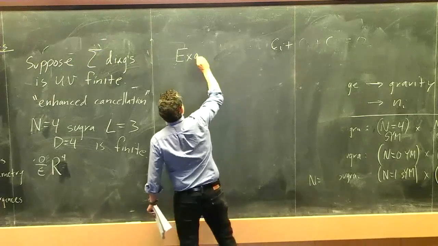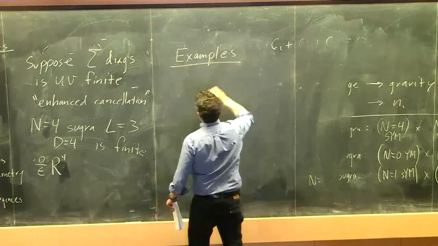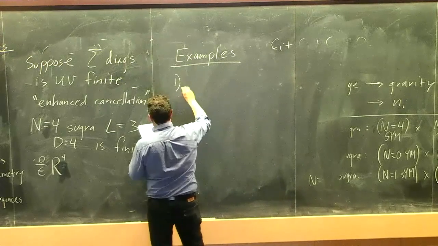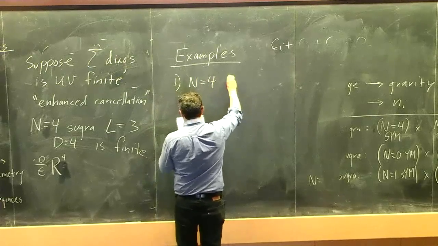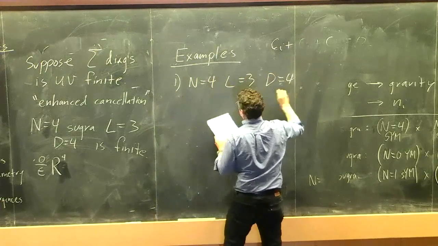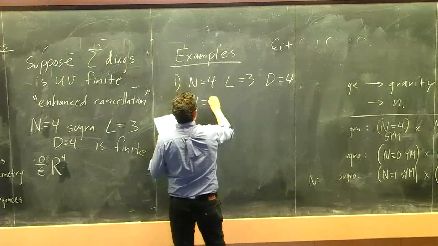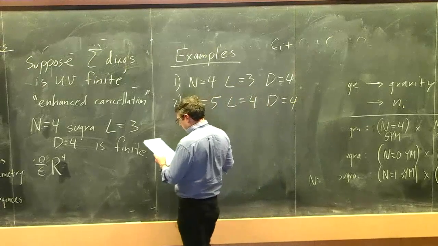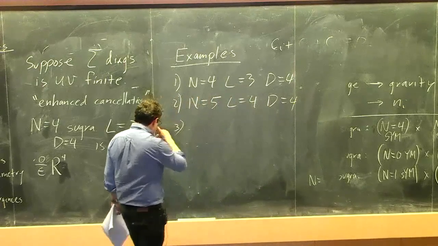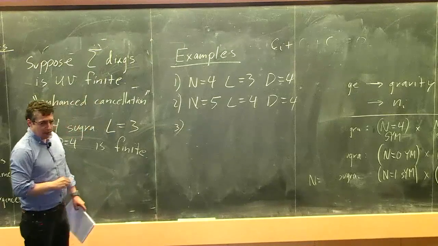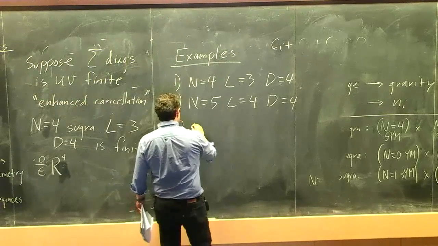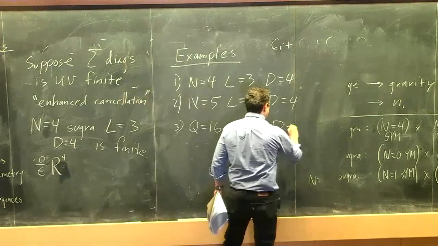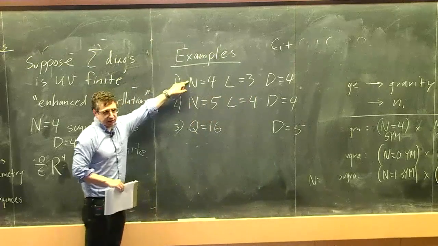Yes, examples. So in fact, we now have quite a few examples of this phenomenon. So you might say, okay, maybe this is some kind of an accident, but in fact, we have good examples. One of them I already mentioned, N equals 4, L equals 3, D equals 4. Then another one would be N equals 5, L equals 4, D equals 4. That's also an interesting one. There's a very good one, which I'm not going to have time to talk about, but that's actually quite an easy one to analyze, which is, let me write it as Q equals 16, because I'm going to switch dimensions to D equals 5.